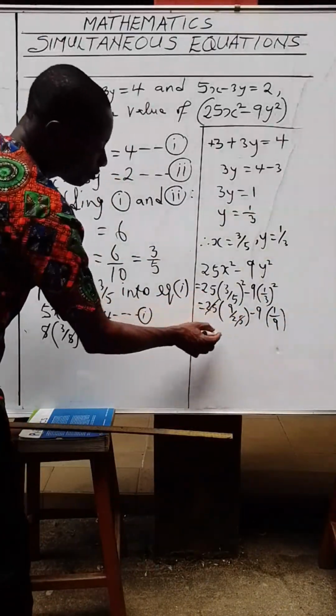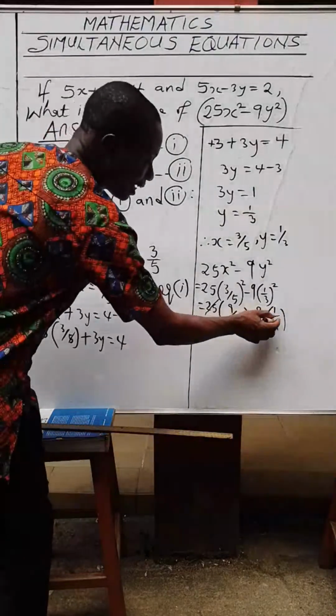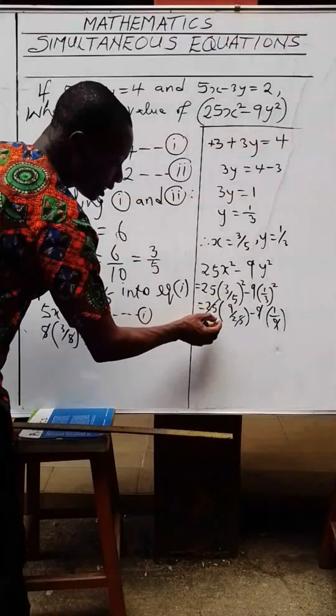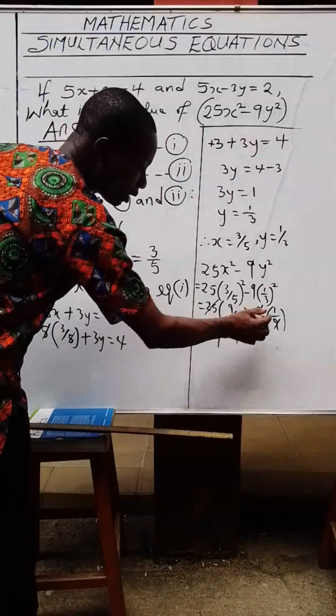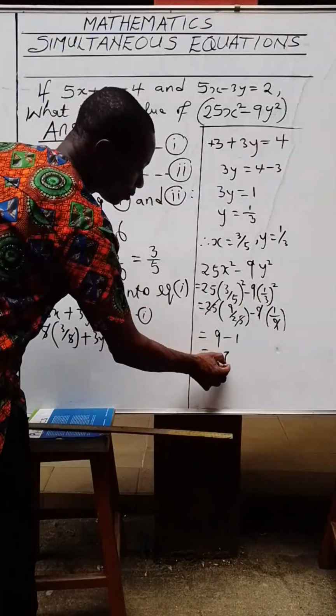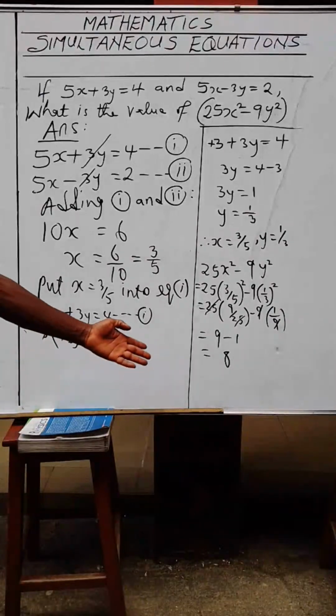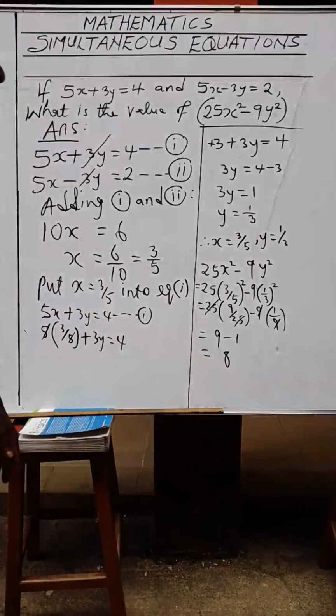Look at it. 25 cancels 25. Then 9 cancels 9. It means we are now left with 9 here minus 1 here. And that gives us 8. That's just the answer. Okay, the answer is 8. It's as simple as what we have gotten here. So the answer is simply 8.